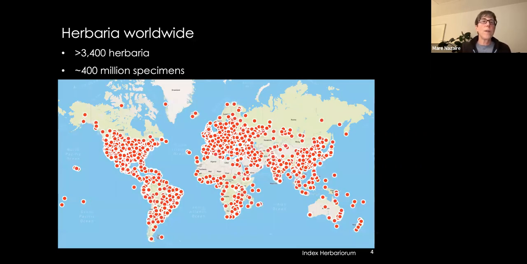There are over 3,400 herbaria worldwide and very close to 400 million specimens housed in these herbaria. The largest herbarium is in Paris, the National Museum of Natural History, with 13 million specimens. And in North America, the New York Botanical Garden herbarium is the third largest herbarium in the world, with 7.5 million specimens.